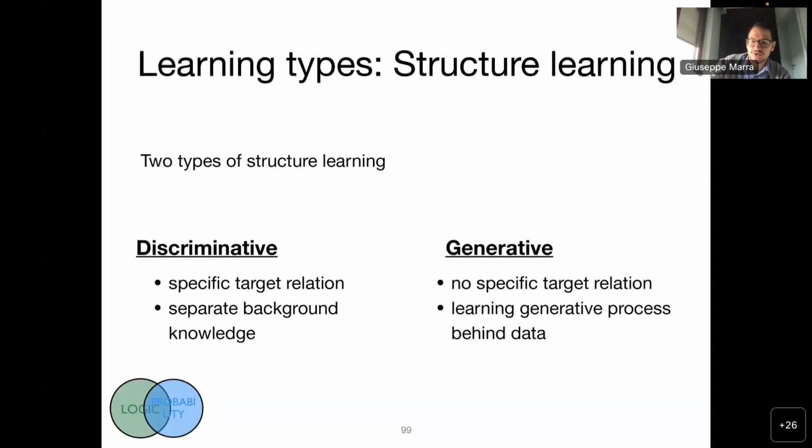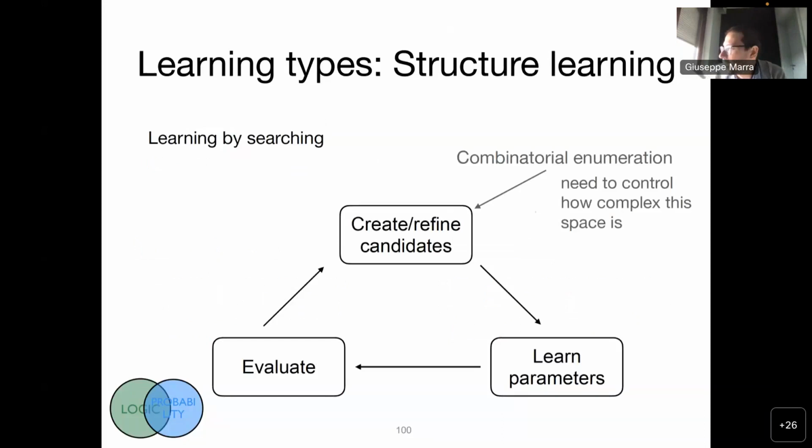There is, in general, a very high-level workflow for structured learning algorithms, where the idea is that, since you have only data as input, what you can do at the beginning is just provide some candidates. So you provide a structure, then you learn the parameters of this structure, and then you use the model that you have thus learned to evaluate on a given task.